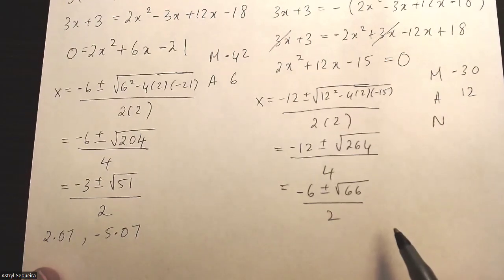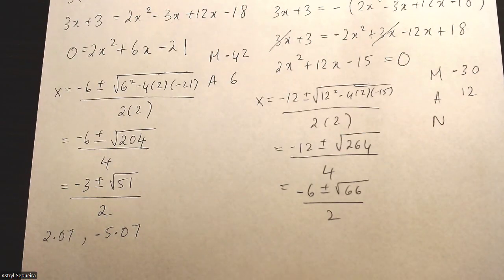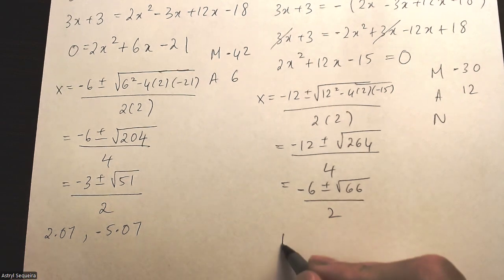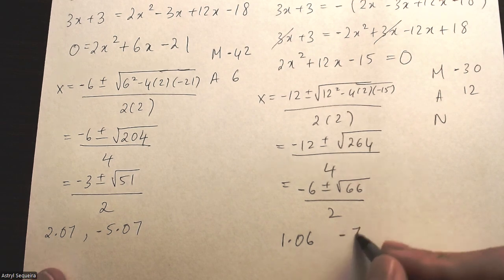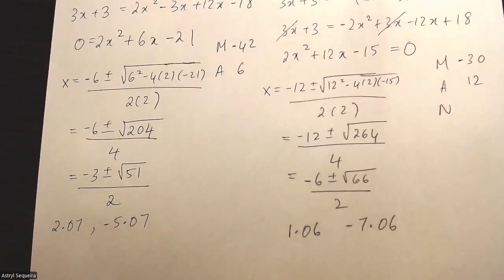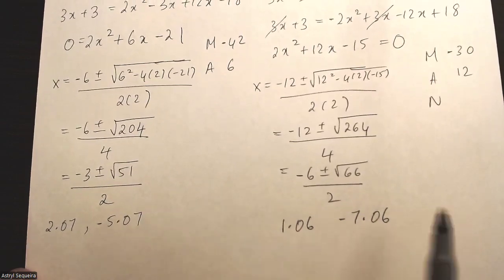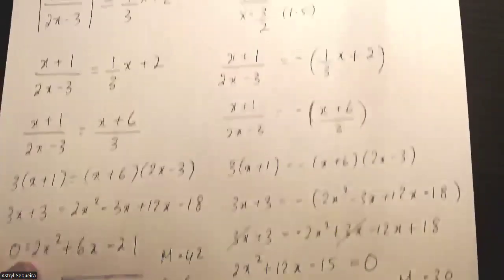I'll convert these into decimals to find out what the decimal values are. First one is 1.06, and then if I change it to a minus, it's negative 7.06.